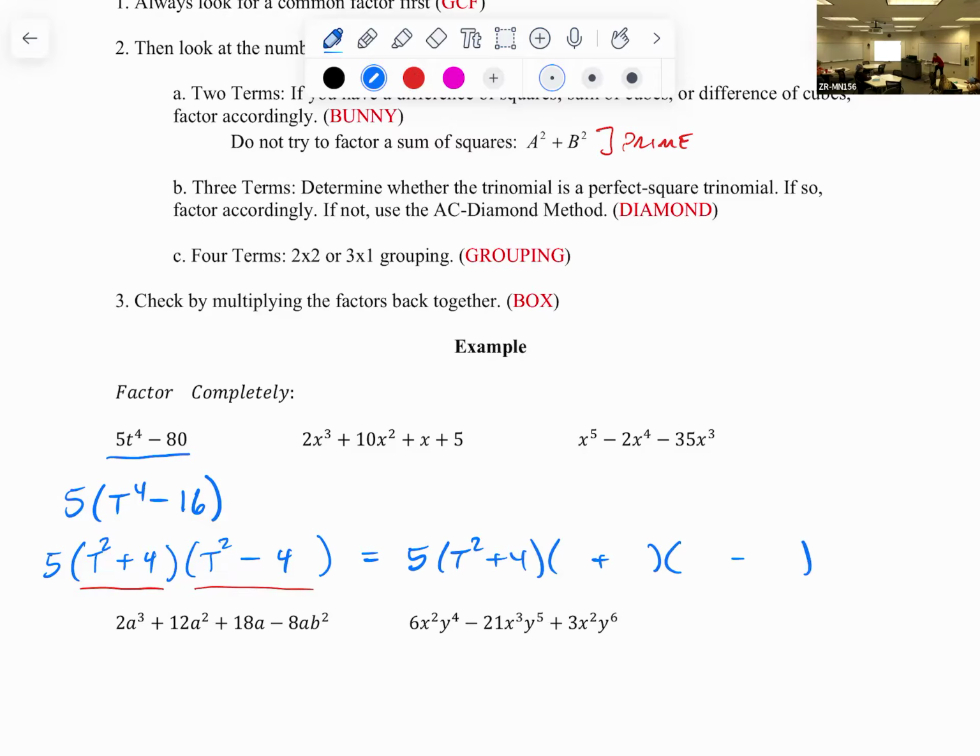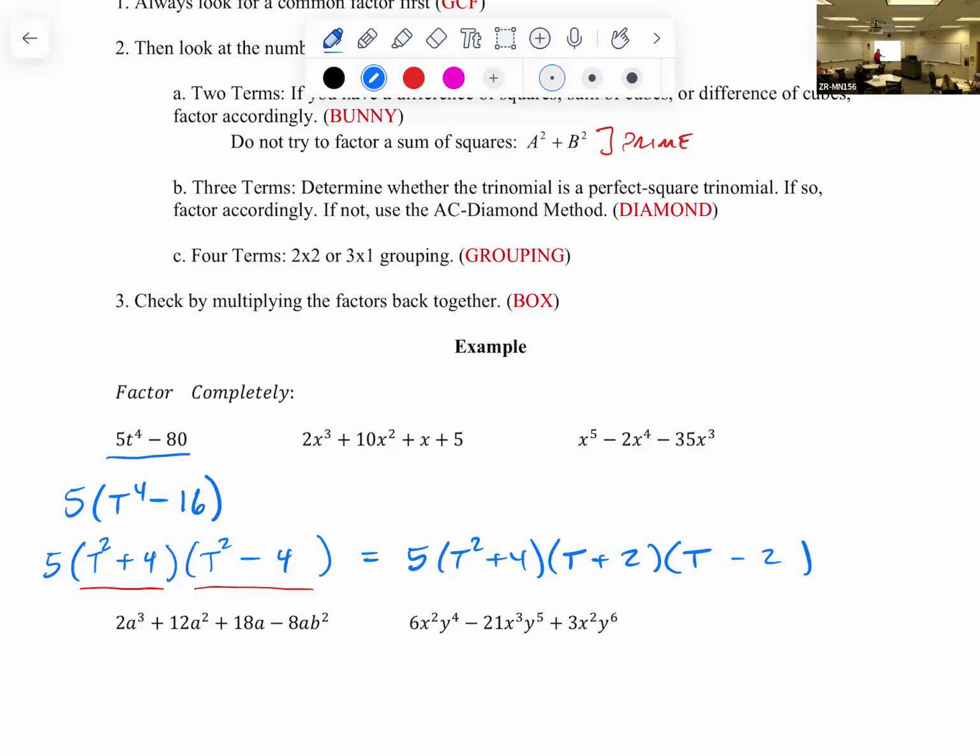What times what makes 4? What times what makes t squared? T. Now I have that completely factored. The whole idea is that every piece within something that has been factored is prime. It cannot be broken down any further.